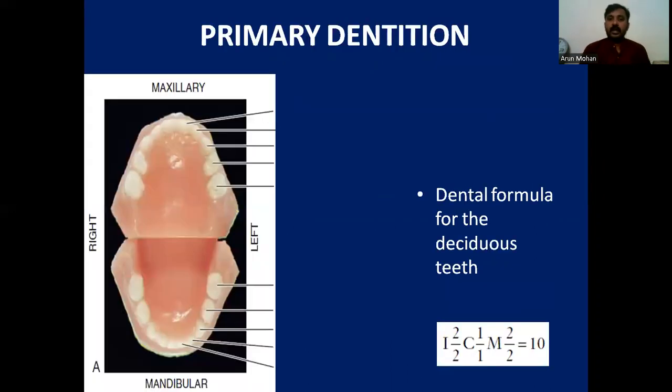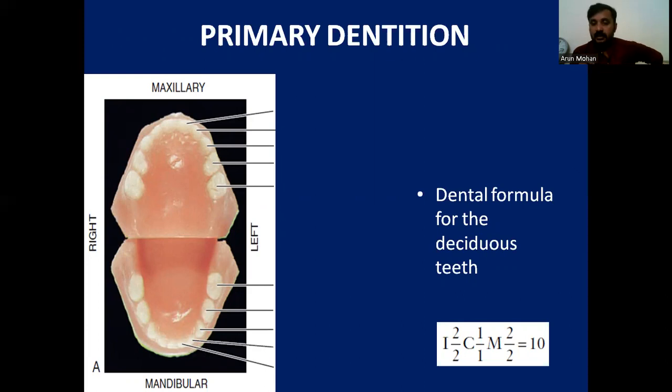The dental formula will be denoted by symbols. The alphabet corresponding to each tooth will be the first letter of that particular tooth. For example, I for incisors, C for canine, P for premolar, and M for molar. So, for a primary dentition, next to the alphabet denoting each type of tooth, we will put a horizontal bar, and above that we will write the number of maxillary teeth of that type, and below the horizontal bar we will write the number of mandibular teeth.